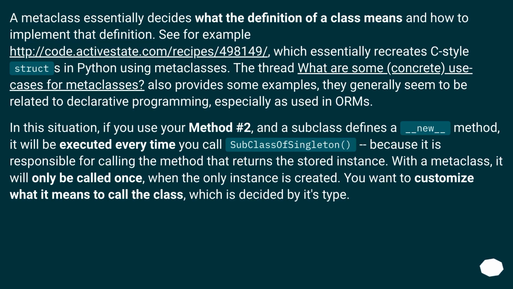In this situation, if you use your method number 2, and a subclass defines a __new__ method, it will be executed every time you call the subclass of Singleton, because it is responsible for calling the method that returns the stored instance. With a metaclass, it will only be called once, when the only instance is created. You want to customize what it means to call the class, which is decided by its type.